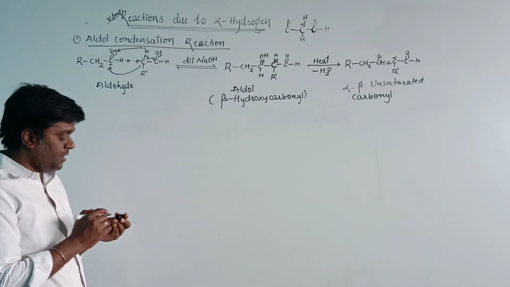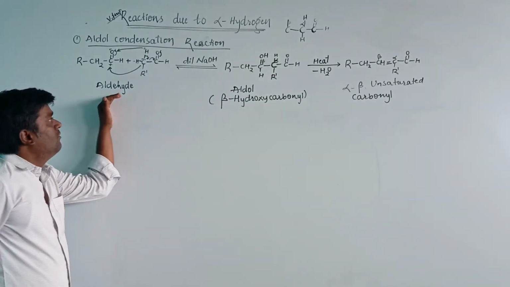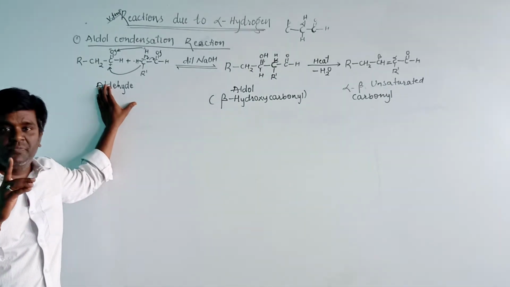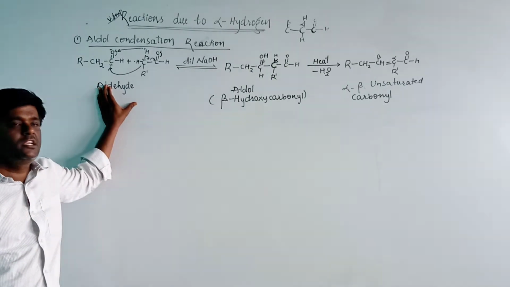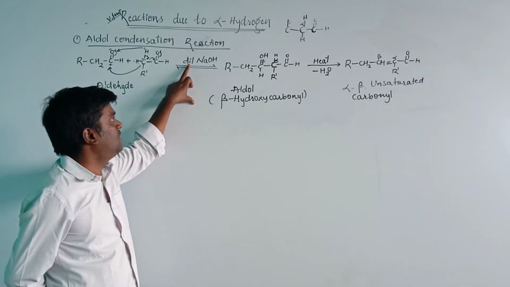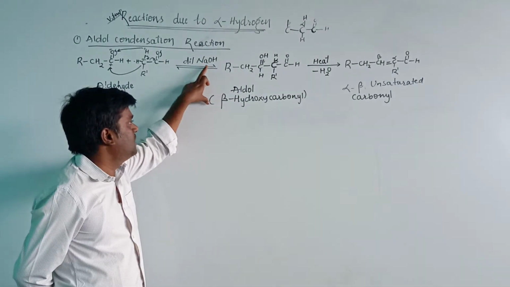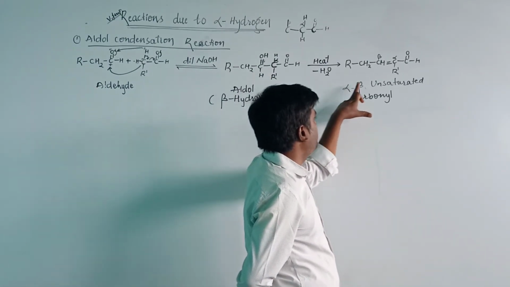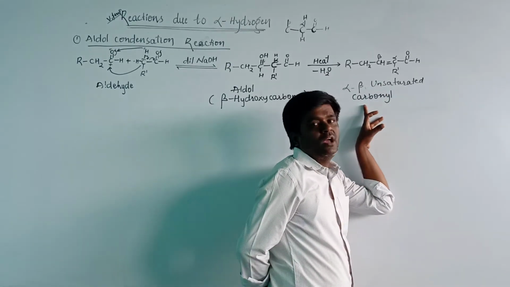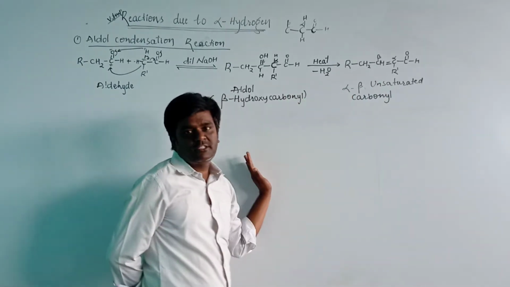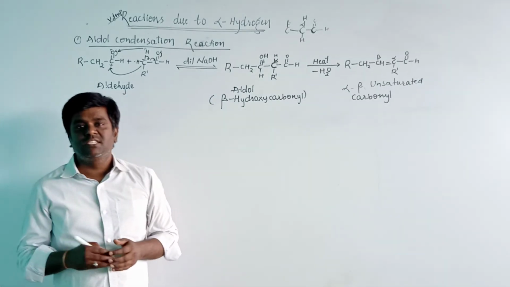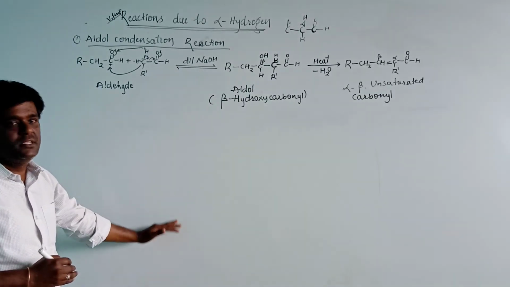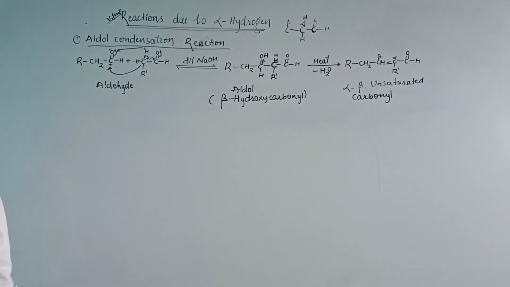Once again, I will repeat this reaction. Whenever the same aldehydes or ketones react in the presence of dilute NaOH, it will give the aldol product, which on heating will produce the alpha beta unsaturated carbonyl compounds. Then the complete reaction is known as an aldol condensation reaction. Okay. Then copy down this. We will see a number of examples in this class.